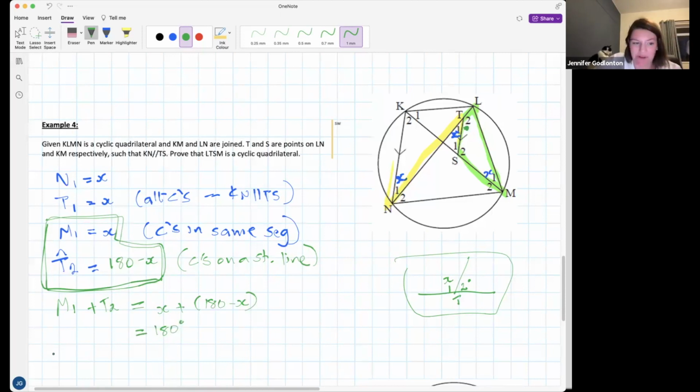Because they are equal to 180 degrees, then we can say, therefore, LTSM is cyclic because opposite angles equal 180 degrees. Or are supplementary, also totally fine.